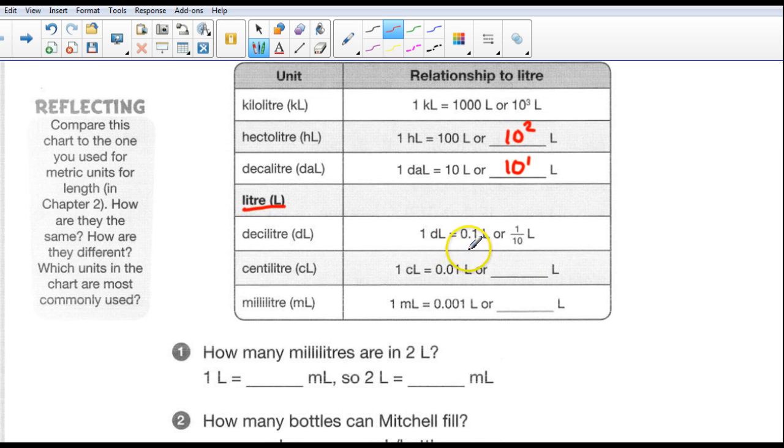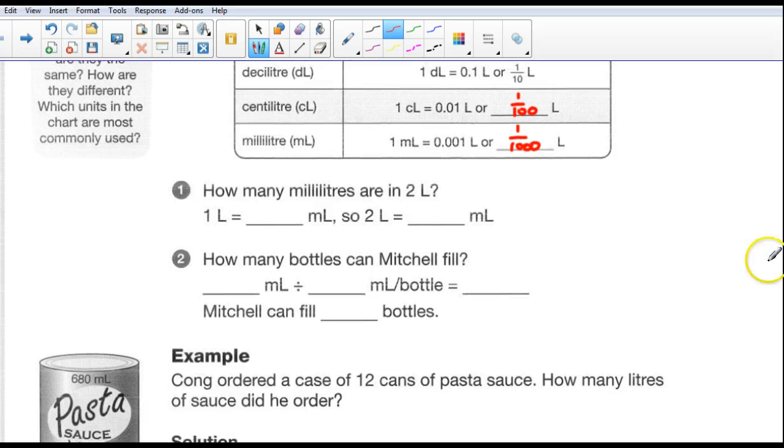1 deciliter is 0.1 of a liter, or 1/10. 1 centiliter is 0.01 of a liter, or 1/100th of a liter. And 1 milliliter is 0.001 of a liter, or 1/1000th of a liter, because it takes 1,000 milliliters to make 1 liter. Okay. How many milliliters are in 2 liters? Well, we know that 1 liter is equivalent to 1,000 milliliters, so 2 liters must be 2 times 1,000, which is 2,000 milliliters.